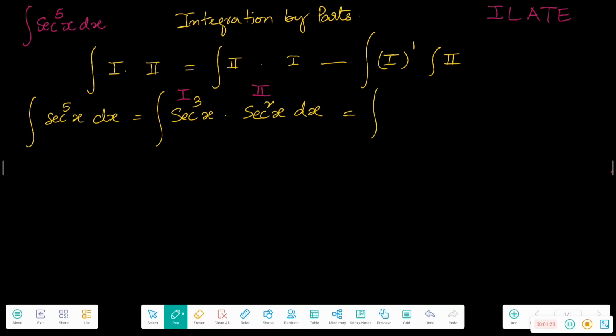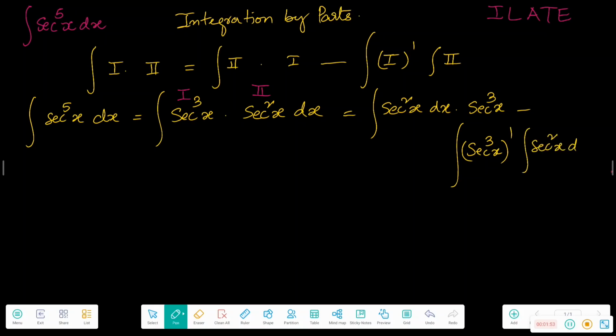Okay, now let's write down the integral of this. Integral of second function, that is integral of secant square x, multiplied with first function, that is secant cube x, minus integral of derivative of secant cube x multiplied with integral of secant square x. And we have to find out the integral of this.